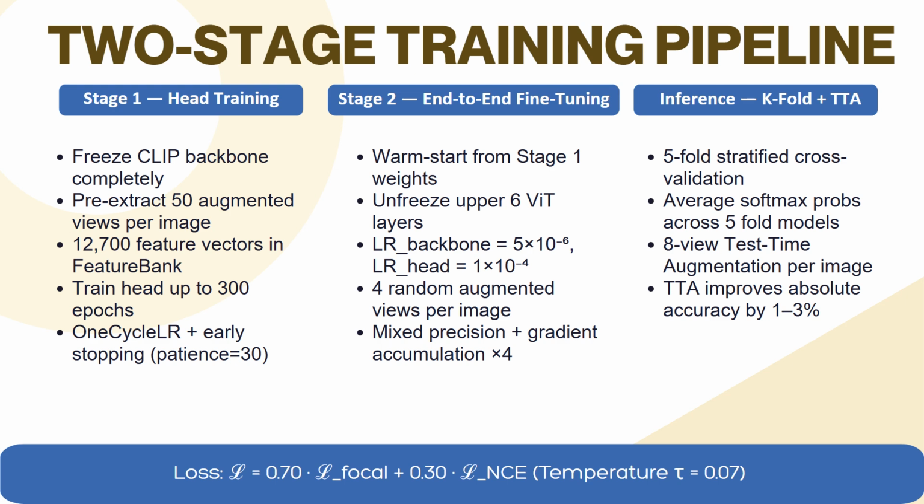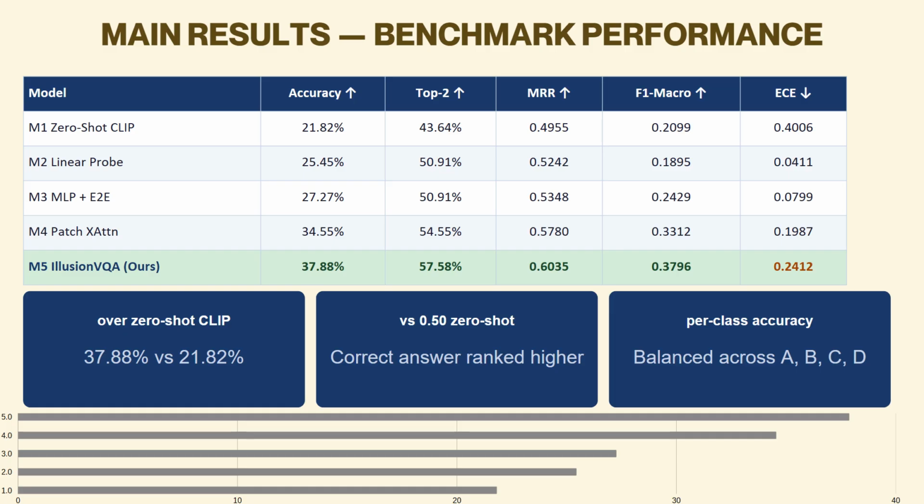At inference time, we combine 2 ensemble strategies. First, 5-fold stratified cross-validation. We average predictions from all 5 fold models. Second, 8-view test time augmentation. Each test image is augmented 8 times and predictions are averaged. TTA alone improves absolute accuracy by 1 to 3 percentage points.